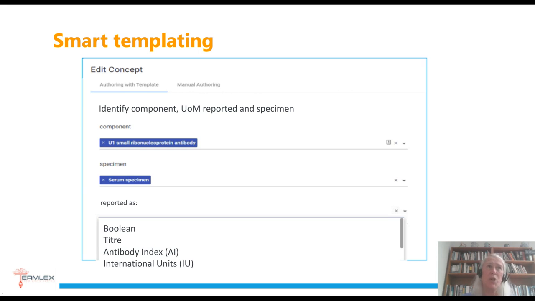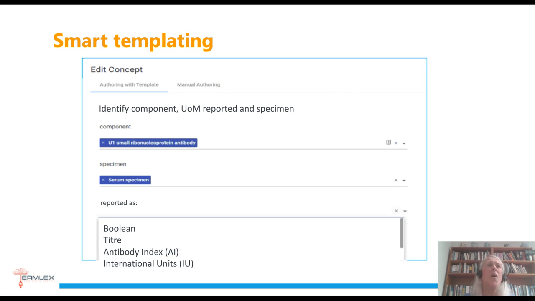So this is a slight advance on what you saw earlier, and here, instead of selecting a template, we're simply asking users to identify the component and how they report it. That's all we need from them, because we can get the rest from domain knowledge. So if somebody selects the component, and here it's the same one that we had before, we've selected that. If we select the specimen, it could be a default specimen, it doesn't have to be serum for some of these things.